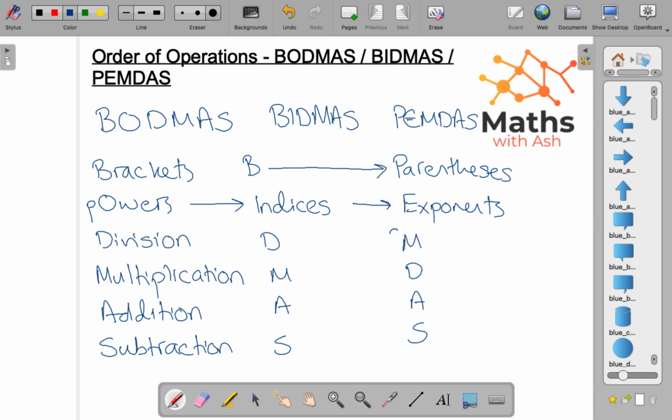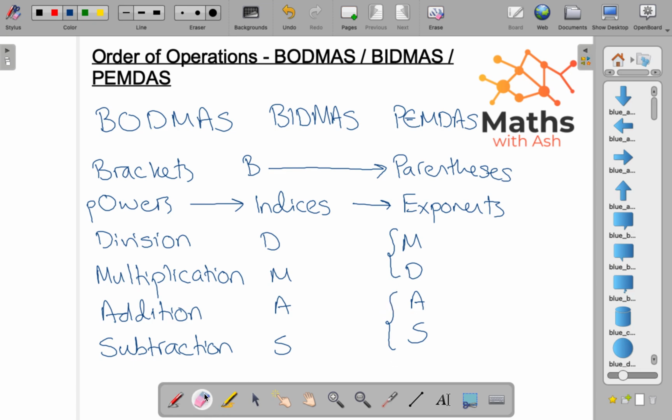And one thing you might notice is that these are the wrong way around. Well, they're not the wrong way around. That's actually okay as well. It doesn't actually matter which order you do multiplication and division in. You can do it in either order and you still get the right answer. And that's actually the same for addition and subtraction as well. So that's just something worth knowing.